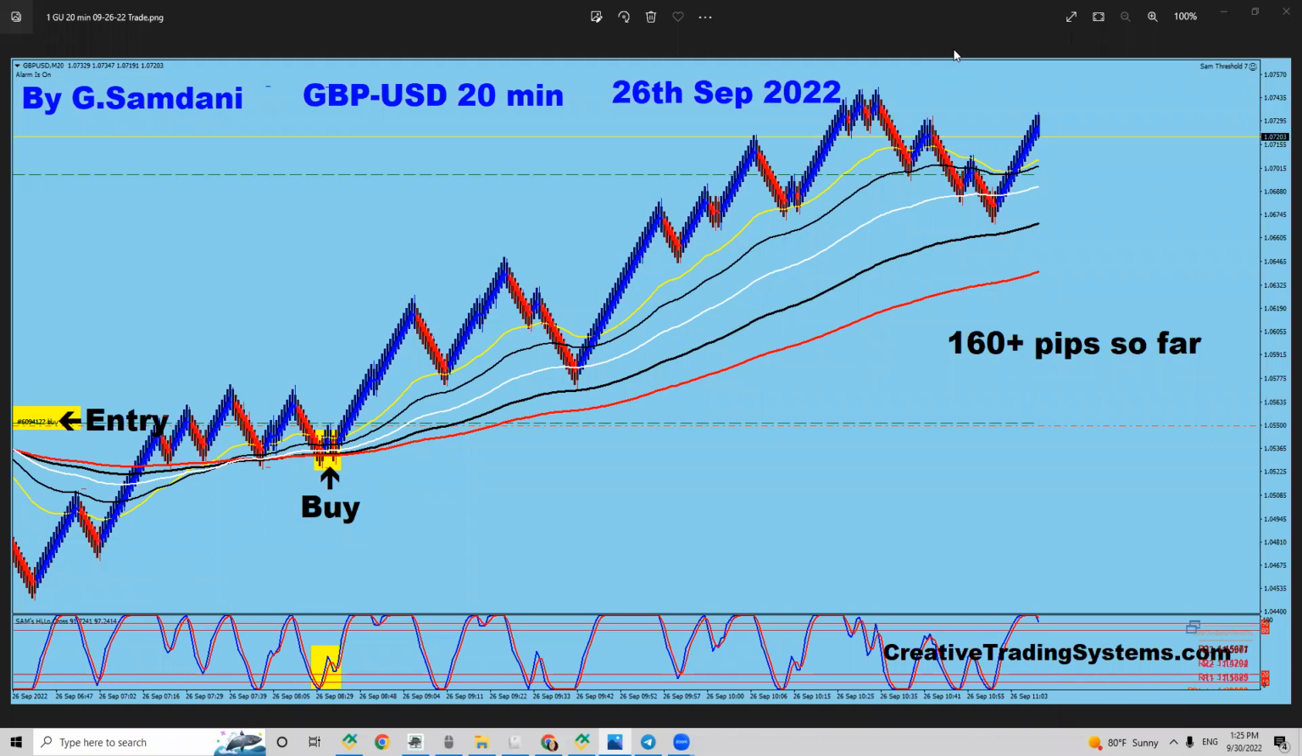I'm making this a small video about the weekly recap and trades taken last week, ending today. So let's get started. The week started on the 26th of September. So this is the first of the trades: Pound USD 20-minute, 160 pip.